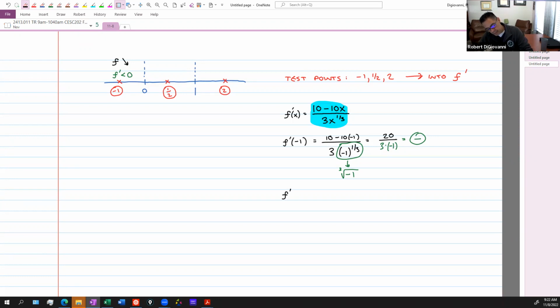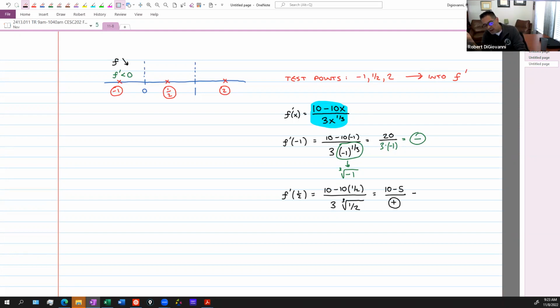Let's plug in a half. So 10 minus 10 times a half over 3. I'm going to write it this way. The cube root of a half, because that's what the bottom really means. The top is 10 minus 5. And the bottom, do y'all agree that the bottom is a positive number? I mean, that's the most important thing here. The cube root of a half, I don't know, it's some number I can get on my calculator, but the important thing is that it's a positive number. And I'm multiplying it times 3, that's still positive.